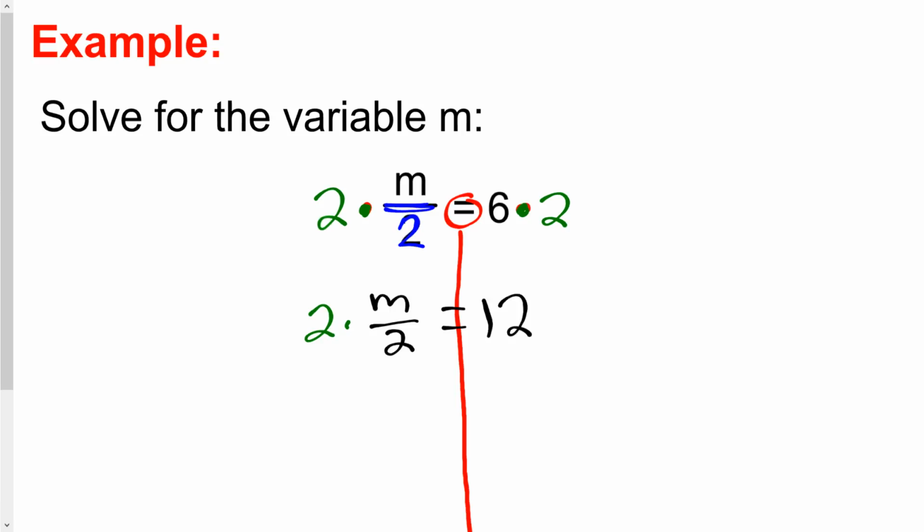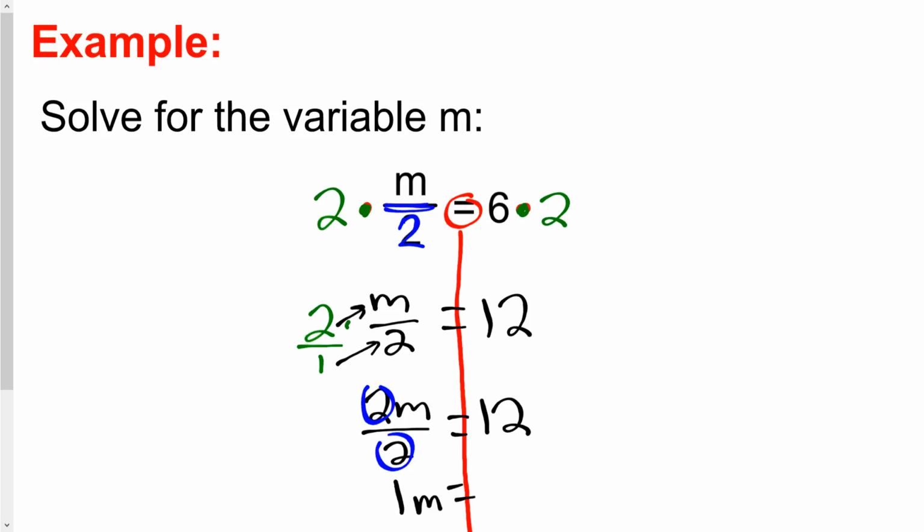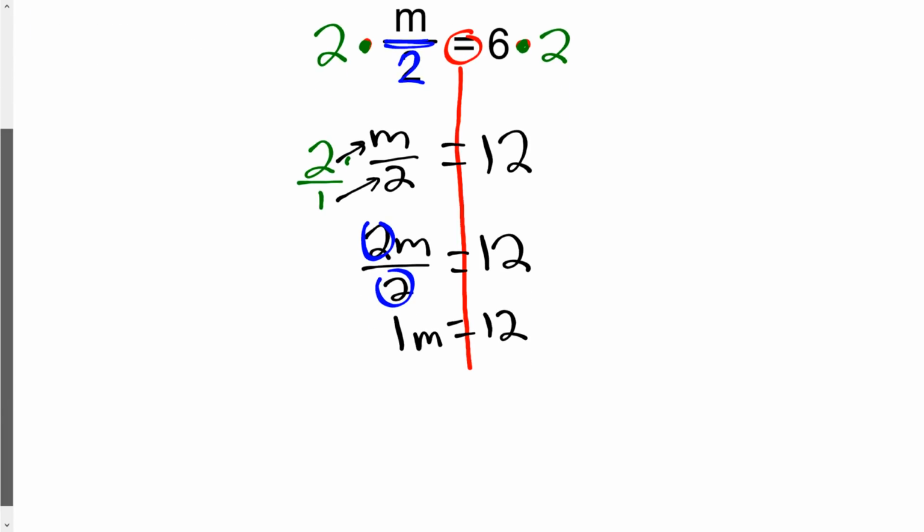Multiplying straight across, I can't do that quite yet. I do need to rewrite 2 as 2 over 1. Now I can multiply straight across. 2 times m is just 2m divided by 1 times 2 is 2. Bring down the rest of my equation, equals 12. 2 divided by 2 is 1. m equals 12. And as we've discussed before, we don't have to write the 1. We just have to write m equals 12.